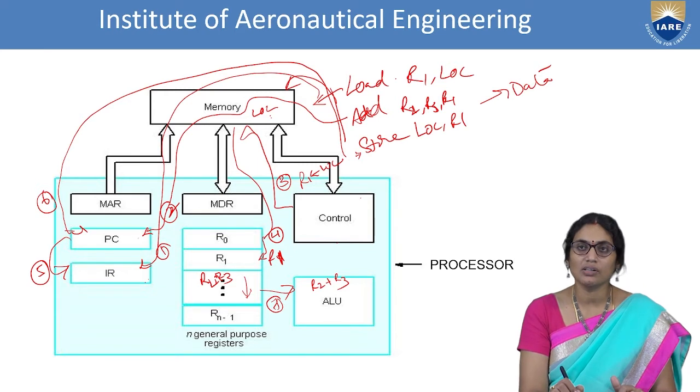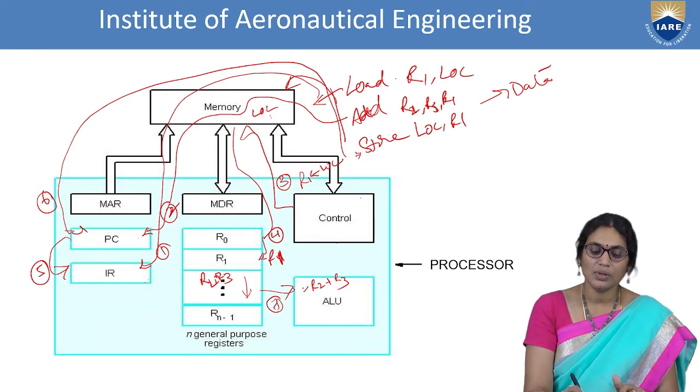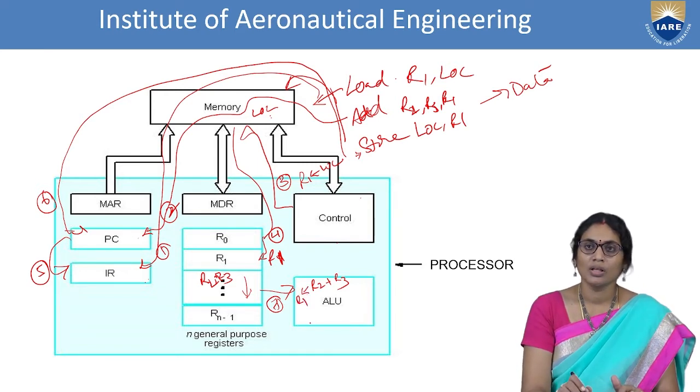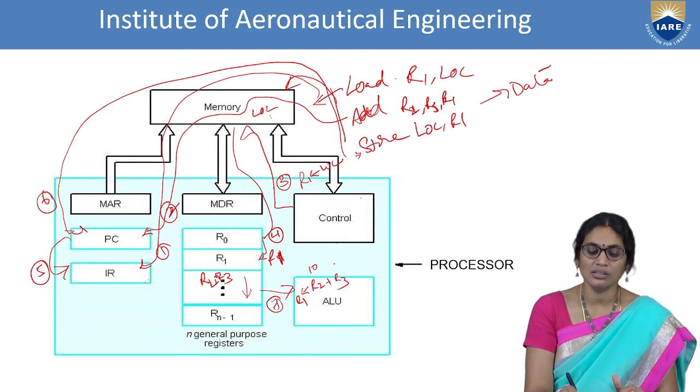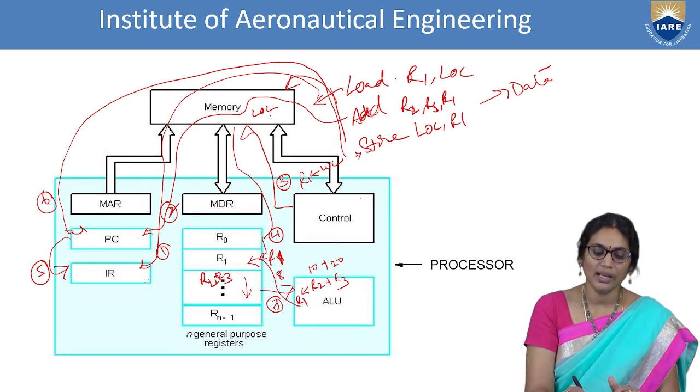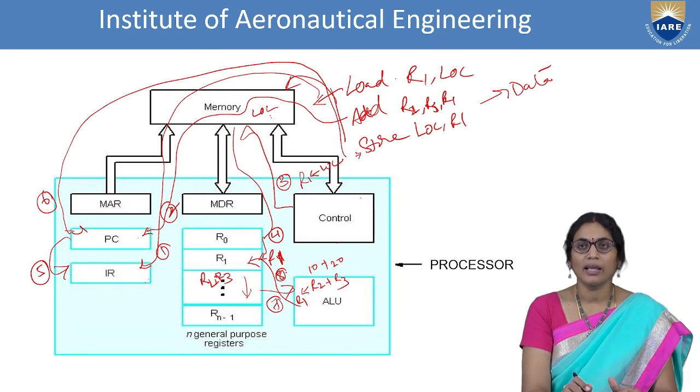Now where is the resultant data stored? It is being stored in R1. R2 plus R3 is getting loaded into R1. For example, if the R2 value is 10 and the R3 value is 20, these will be added with each other and this value will be loaded into R1. Now where will this R1 be held? In R1. So this will be the eighth step.